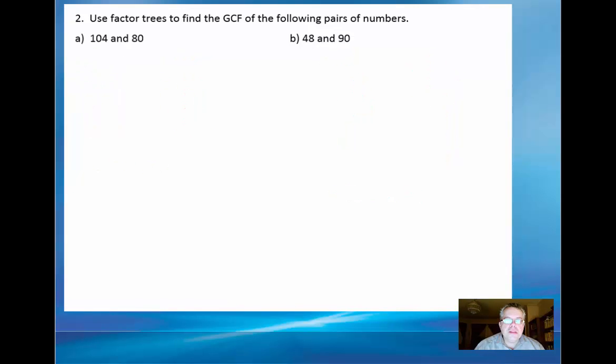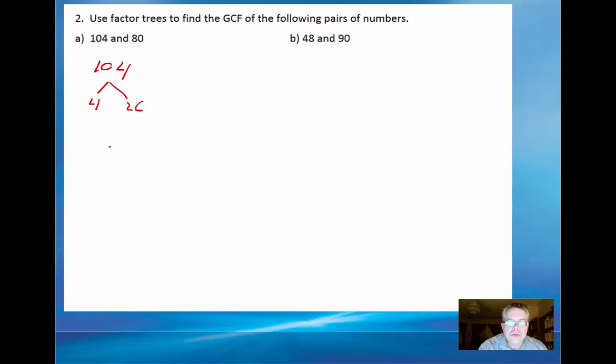All right, next way. This is a more effective way when the numbers are a little bit larger. It always works, but if we have bigger numbers, we can use a factor tree. So let's make factor trees for these numbers. We're going to find their prime factorization. So I take a look at 104. 4 goes into it. It's 4 times 26.